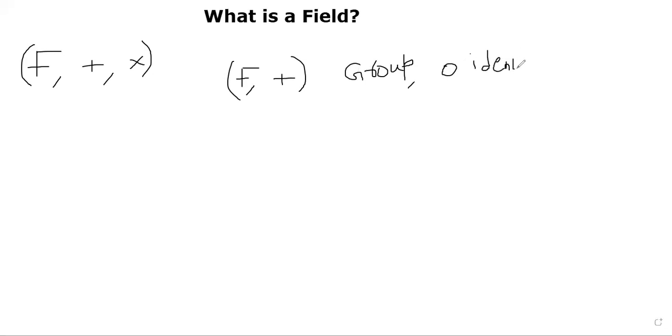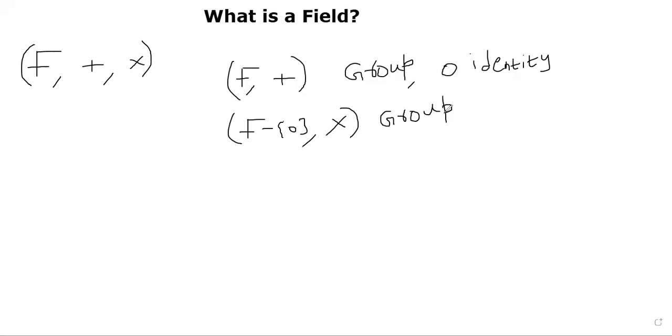What about the multiplication? For the multiplication, we need to remove 0 from the set F. I'm removing 0 from the set F, and this must form a multiplicative group. This is an additive group. This is a multiplicative group. Okay, so that's the second property.